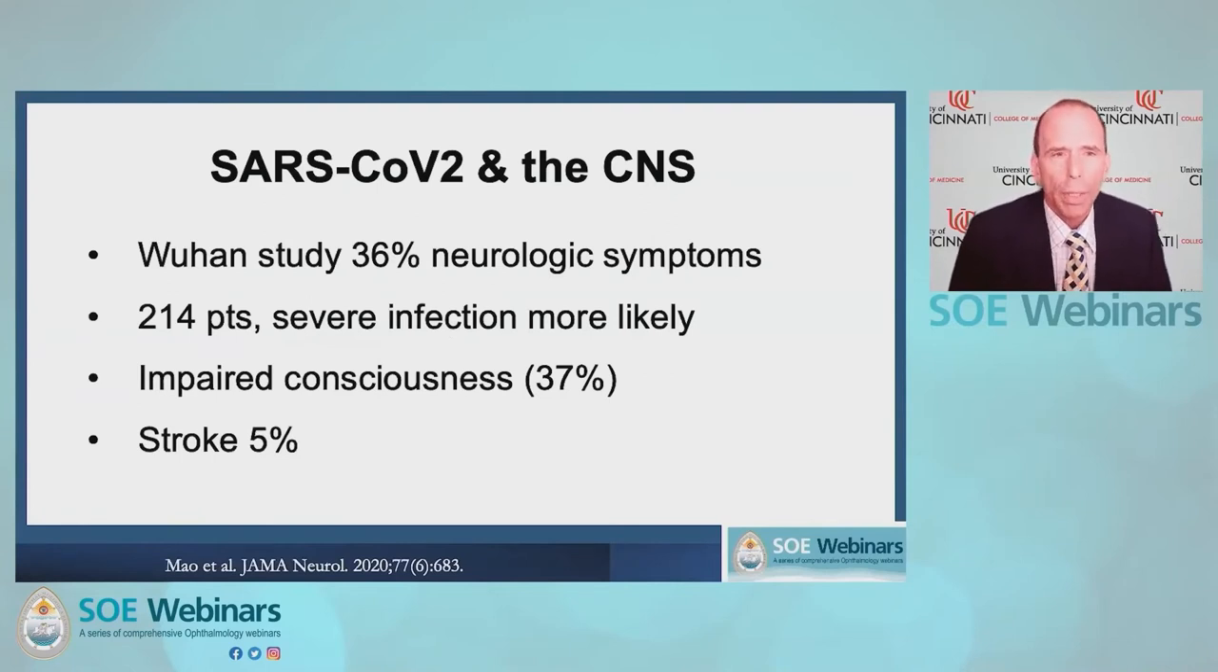In a study also from 2020, they studied patients from Wuhan, it wasn't a large number, but 214 patients, and found that about a third, slightly more than that, had some form of neurologic symptoms. They found that the neurologic symptoms occurred much more commonly in patients who had severe COVID infections, and vice versa, if you have neurologic symptoms, you were more likely to have severe COVID infection as well. Impaired consciousness was the most common at more than a third, and stroke occurred about one in every 20 patients.